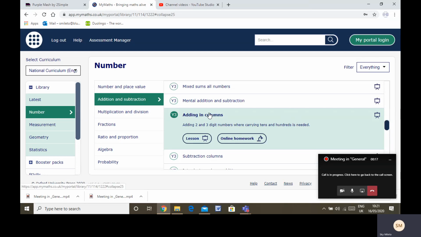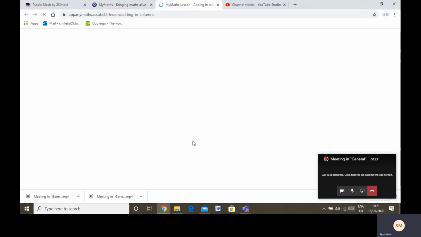Happy Tuesday. Today we're looking at adding in columns. We did an introduction to column addition yesterday, and today we're continuing with adding in columns.